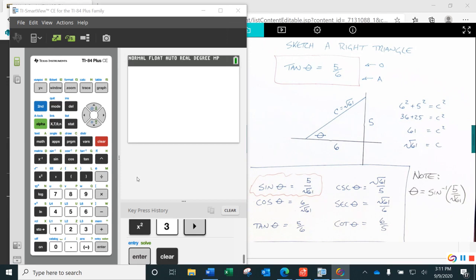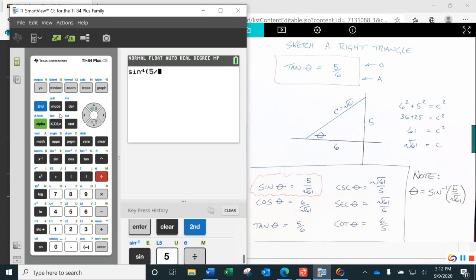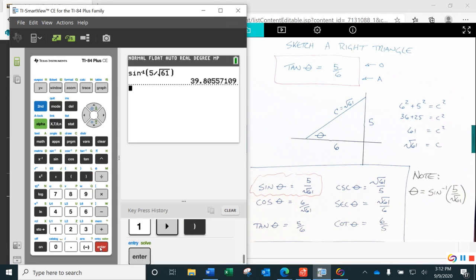So let's enter this into our calculator. 5 divided by the square root of 61. Looks like this. Now here comes that angle measurement. We knew it was less than 45 degrees. It looks like theta is about 39.8 degrees. Just a little note. This will be helpful in the future.